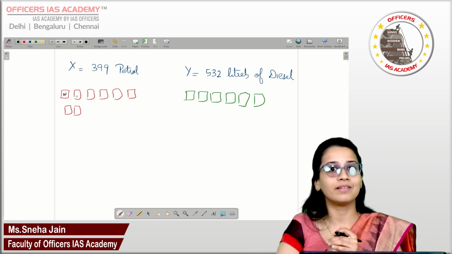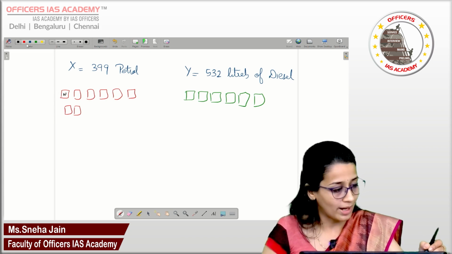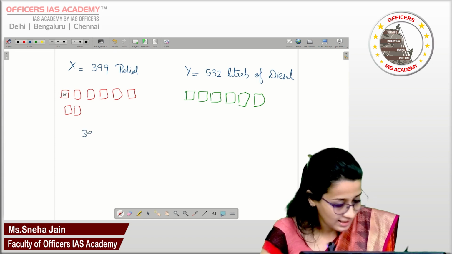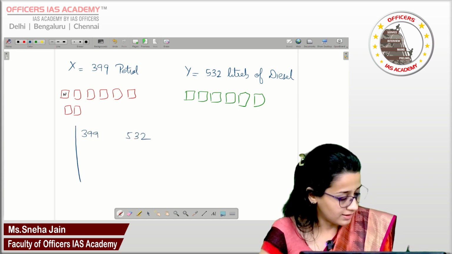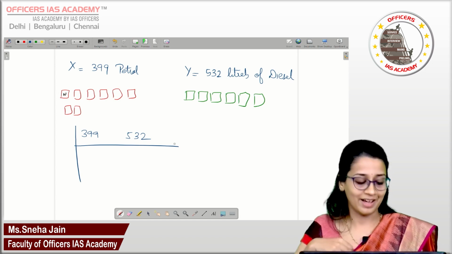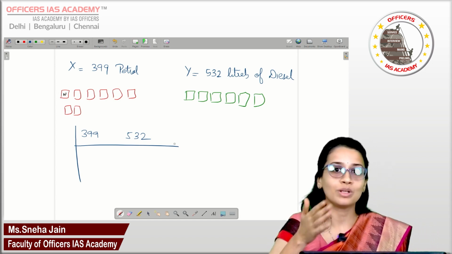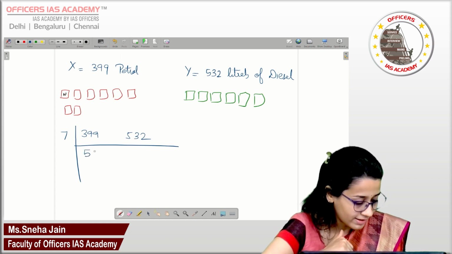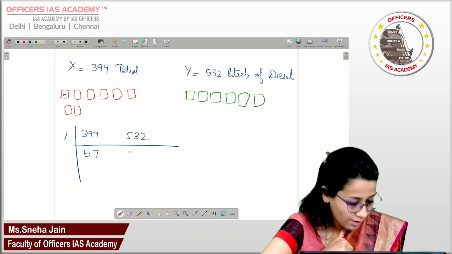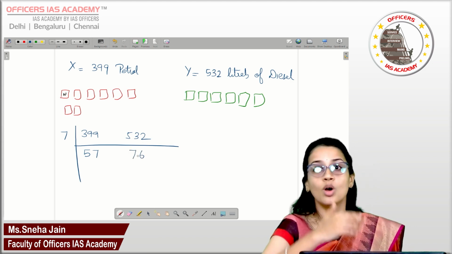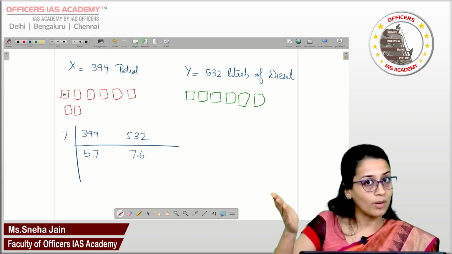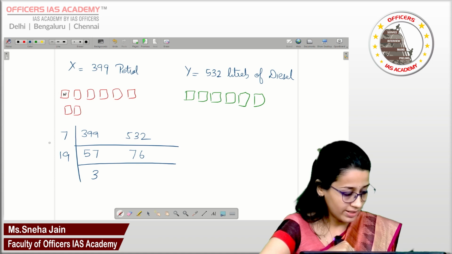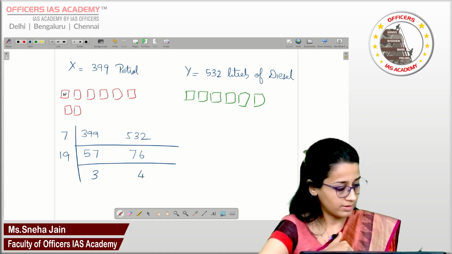So N is nothing but the HCF of this. So we will go ahead and find out the HCF here. So 399 and 532, you can definitely go ahead and try 2, 3 and so on, but you will realize that 2, 3, 5 is not possible. So it is possible with 7. 7 5s are 35, 7 7s are 49, 7 6s are 42. 57 and 76 should be commonly divisible by 19. So 19 3s are 57 and 19 4s are 76.